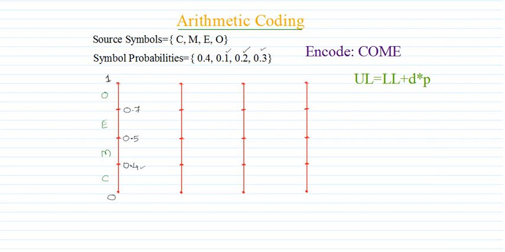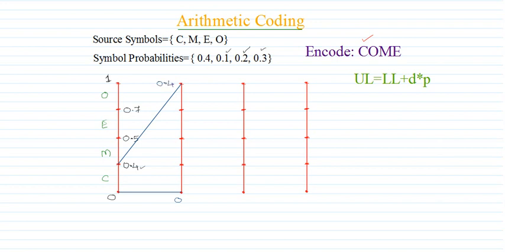Once it is done, we have to look at the string and proceed. The first character in the given data to be encoded is C. Now let us identify where C is in this first line. Here it is, so I will draw a line from this C, extending the C range to the next level. The limits for this line will be the lower limit of C and the upper limit of C. The lower limit is 0 and the upper limit is 0.4.